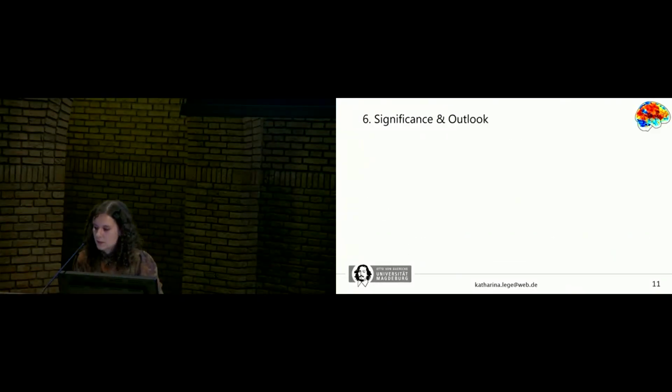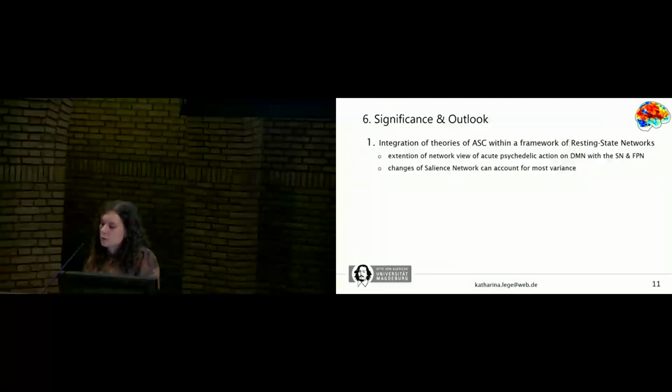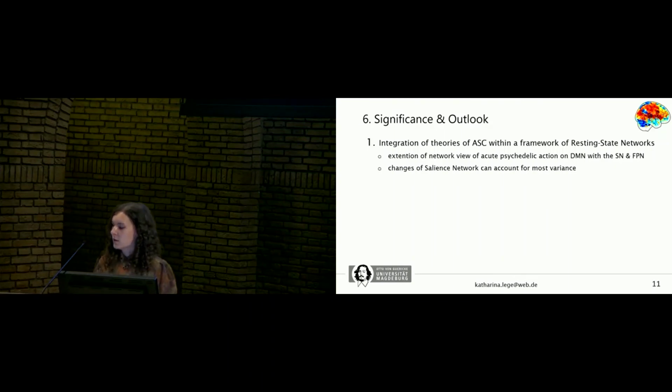So when we consider the crossroads faced in the psychedelic field with inconsistency in neural correlates, my analysis offers three different aspects that we could consider in future research. So first, I tried to integrate theories of altered consciousness through psychedelics within the framework of established resting state networks. So instead of focusing solely on the default mode network, it might be useful to extend this network view and include the salience network and the frontoparietal network as well. And my results could show that changes of the salience network could explain additional variance of subjective phenomena.